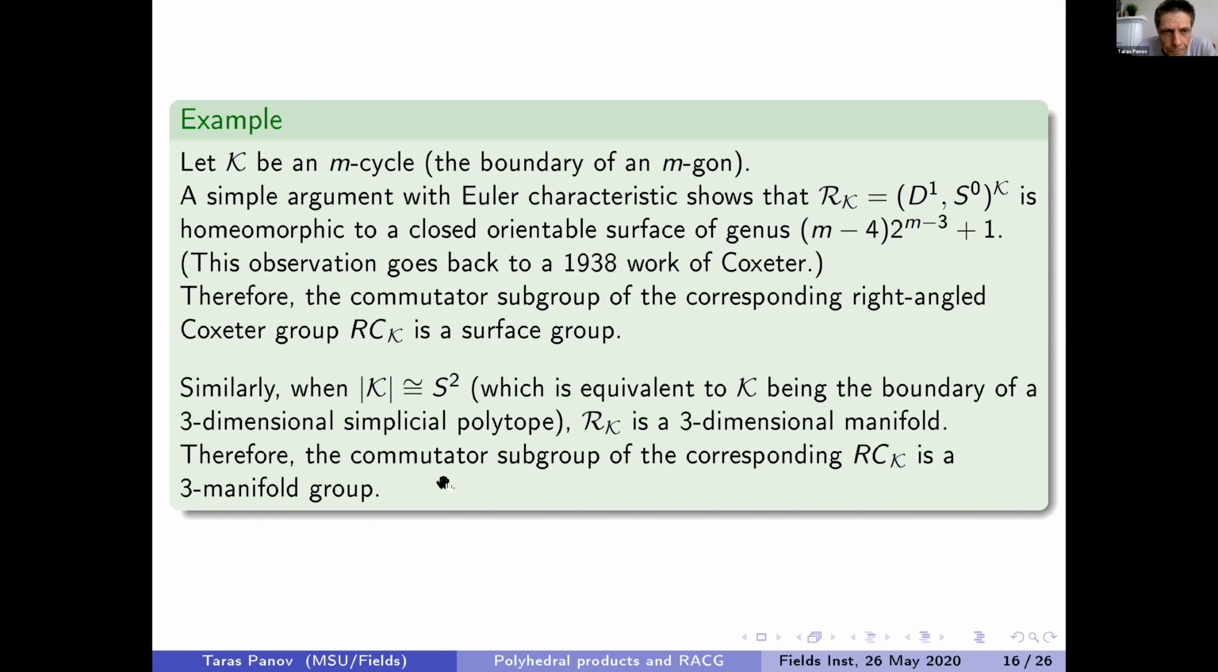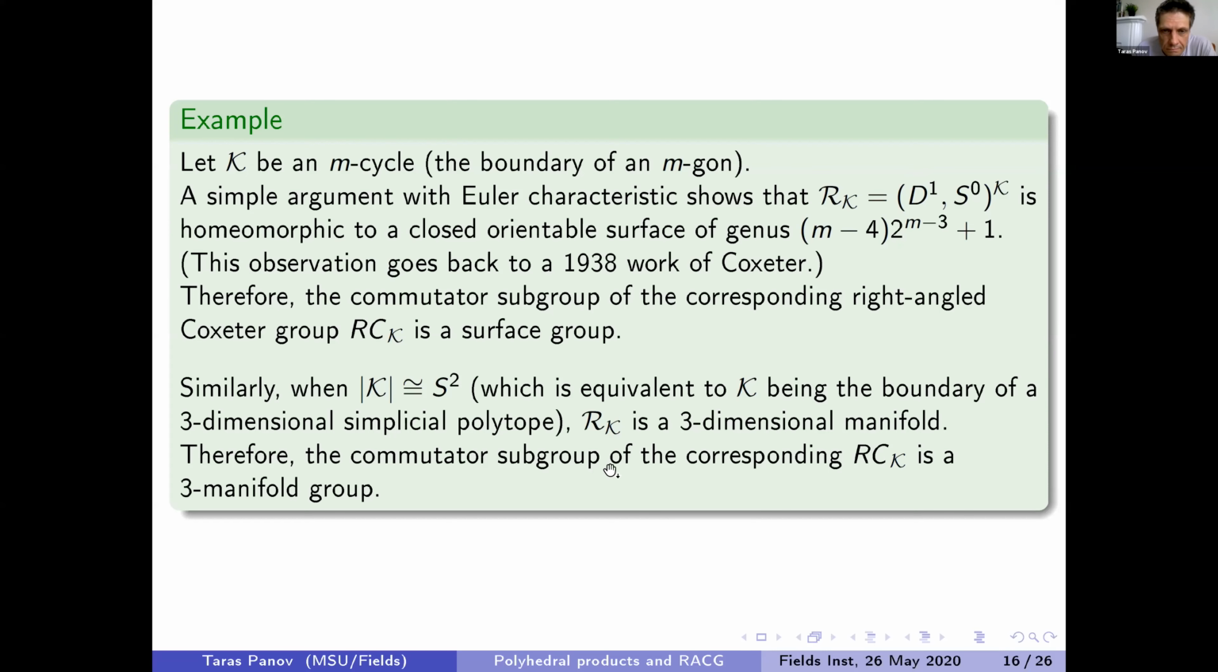Now these boundaries of m-gons are like triangulations of one sphere. And if you look at triangulations of two-spheres, you get something much more abundant. There are lots of simplicial polytopes in dimension 2 or 3, and for every simplicial polytope you get some three-dimensional manifold out of this construction of the real moment-angle complex.